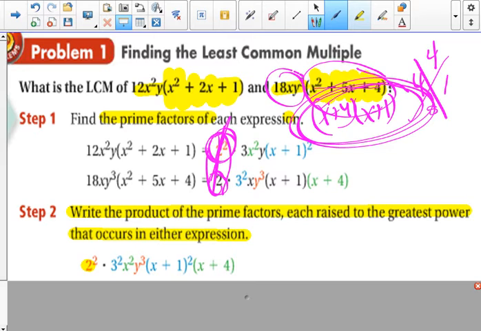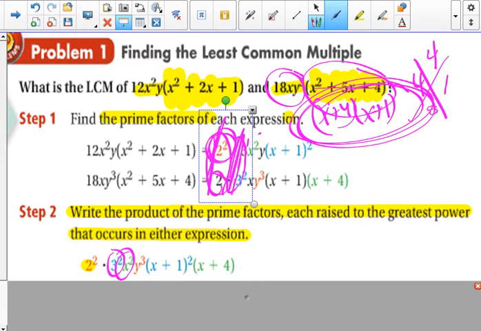Now go to the next term. We've got a 3 and a 3 squared. What's the higher power? 3 squared. There it goes, 3 squared. Write that down. Now we've got, I can't read it, x squared and x. So what's our higher power? x or x squared? x squared. Very good.